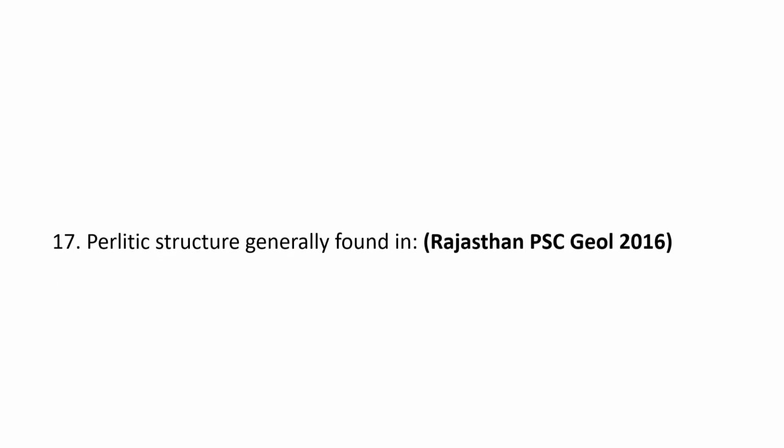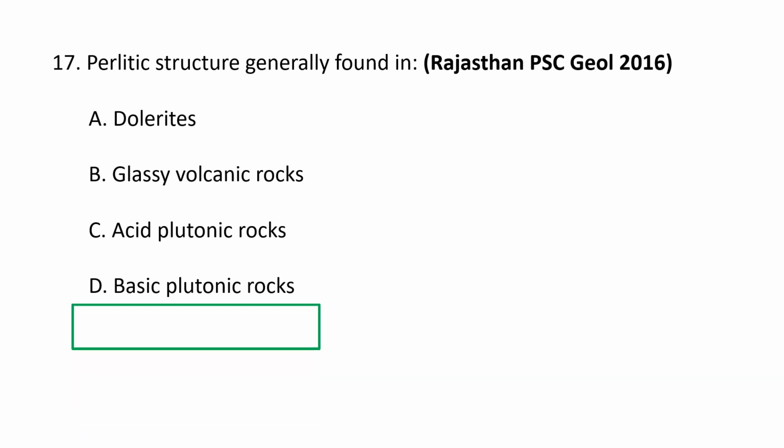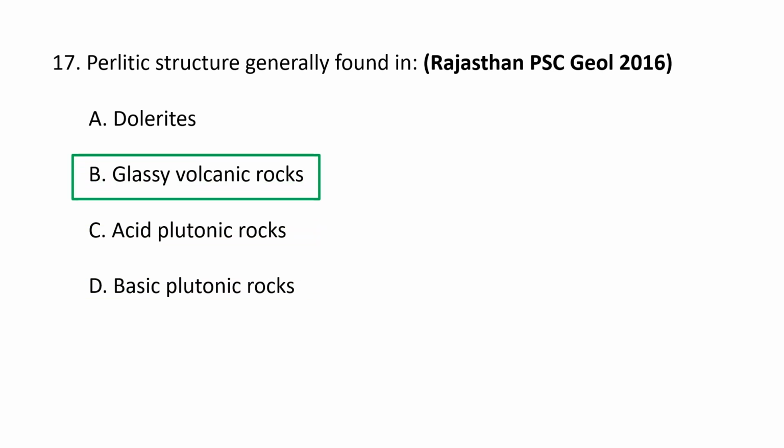Next question. Perlitic structure is generally found in: A, dolerites; B, glassy volcanic rocks; C, acid plutonic rocks; and D, basic plutonic rocks. Perlitic structure is generally found in glassy volcanic rocks. B is the correct option.